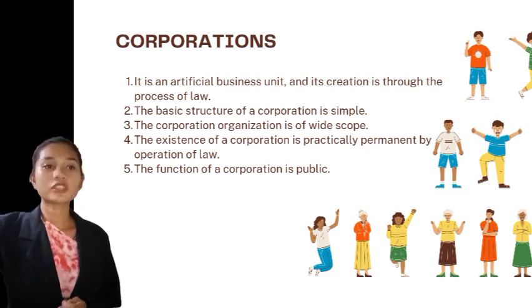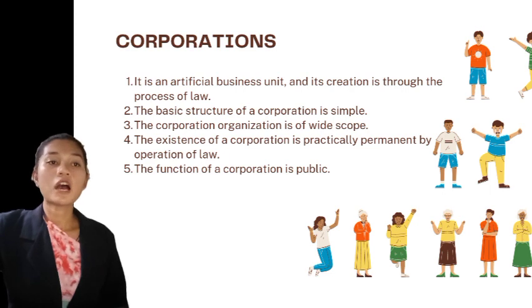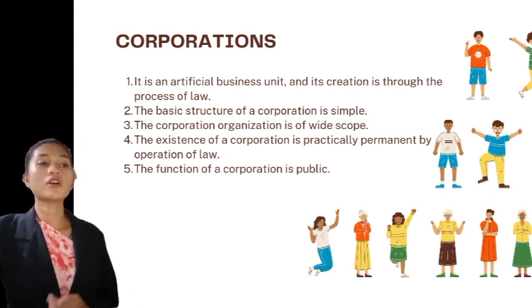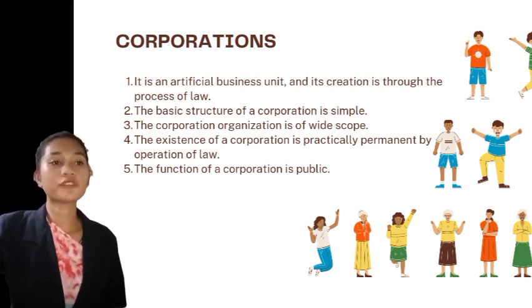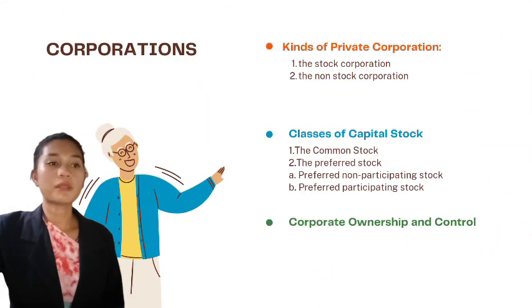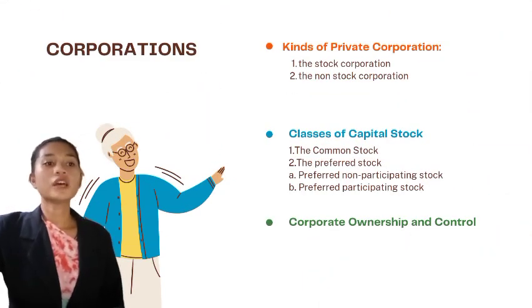The basic structure of a corporation is simple. The corporation or organization is of wide scope. The fourth, the existence of the corporation is practically permanent by operation of law. And the last is the function of the corporation is public. And now let's move on to kinds of private corporation.